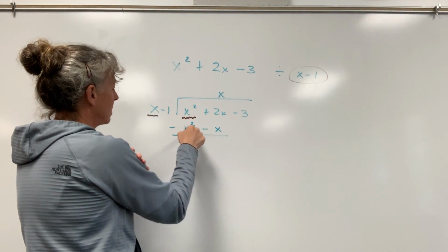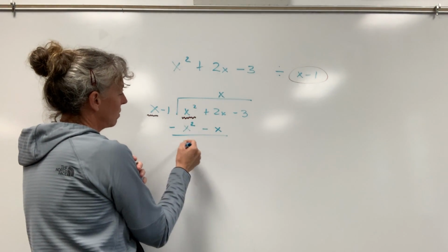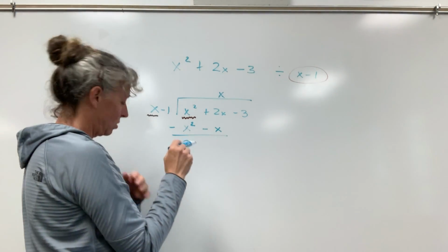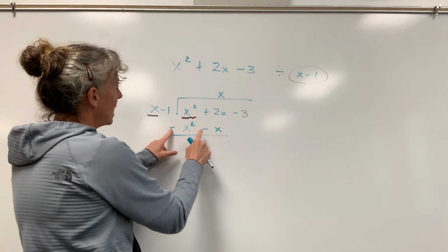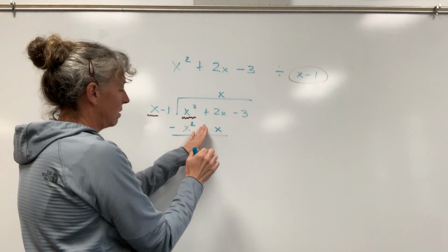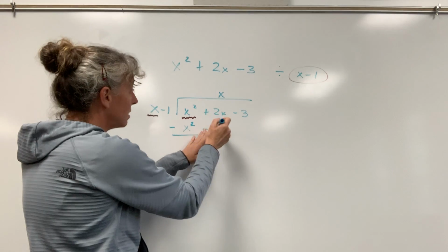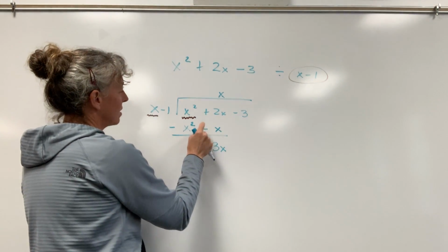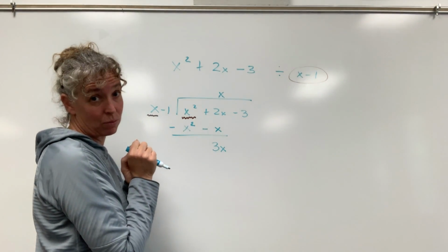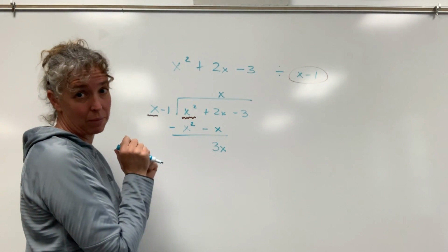X squared minus x squared should be 0. If I'm doing it correctly, that should have disappeared. So far, so good. This is where people go wrong. A negative and a negative is a positive. So a 2x plus x would be a 3x, right? Make sure to subtract whatever this is. It's really important, otherwise you'll get really messed up from here on out.